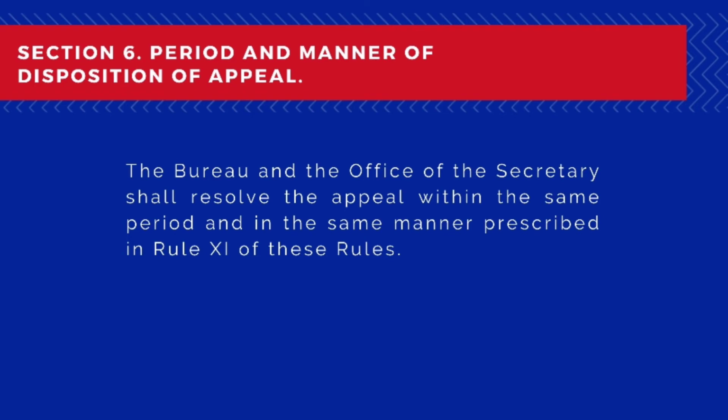Section 6. Period and manner of disposition of appeal. The Bureau and the Office of the Secretary shall resolve the appeal within the same period and in the same manner prescribed in Rule 11 of these rules.